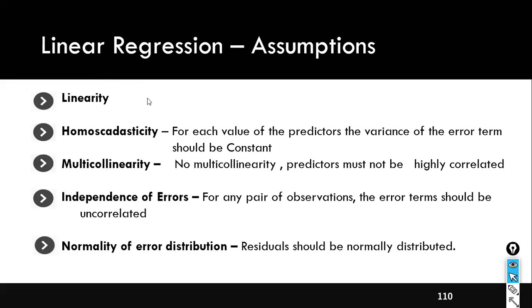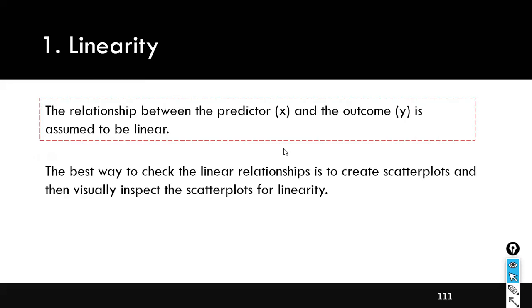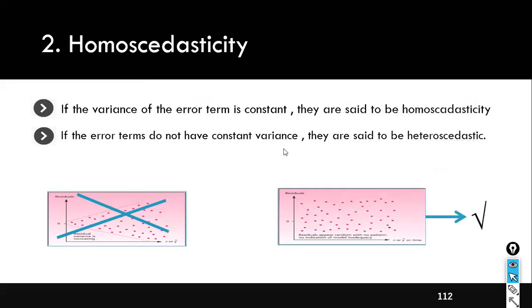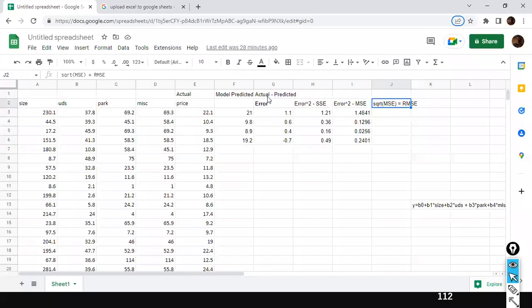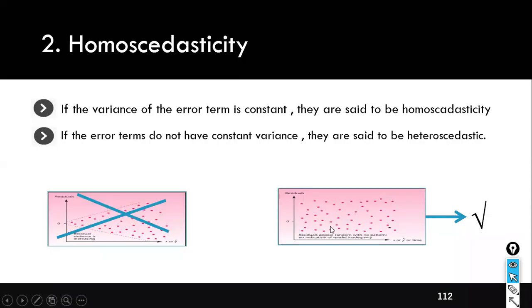The next one is homoscedasticity. For each value of the predictor, the variance of the error should be constant. So this is the error, right? When you plot the error in the chart, it should be something like this. It should not be like this.